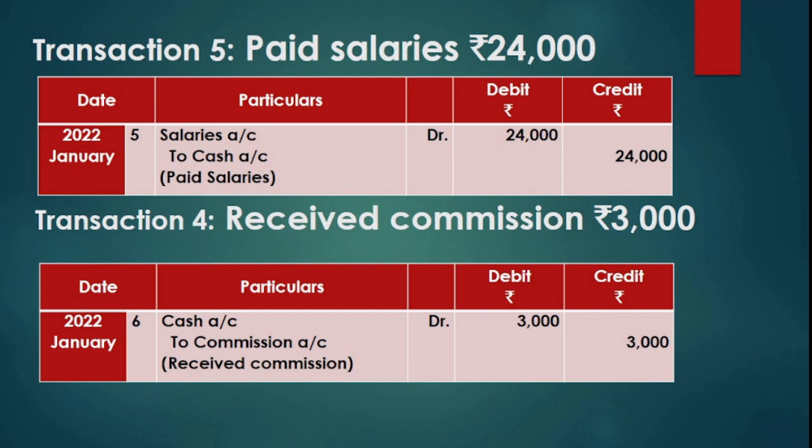Then we will take transaction number 6. We have received a commission rupees 3,000. Here commission is an income, so it comes under nominal account. Here two accounts are involved, one is commission account and another one is cash account. Here we receive cash, so cash account is debited according to the rule. Then commission is an income, so according to the rules of nominal account, credit all incomes and gains. Here the income name is commission, so we have credited a commission account. This is a small description about the transaction.